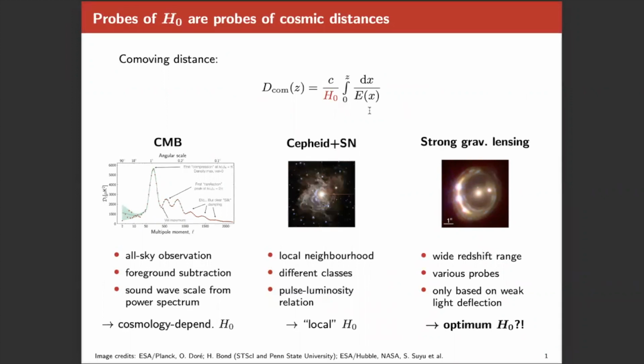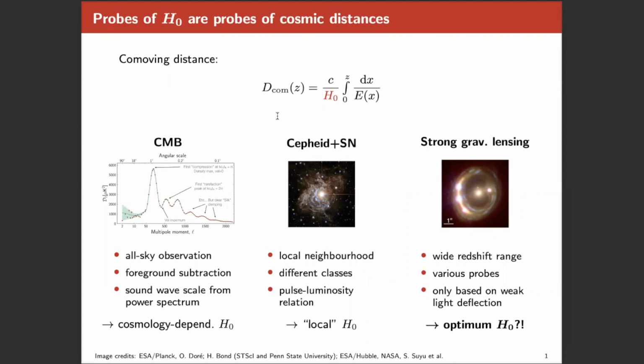Then, probes of H0 become probes of cosmic distances, because every cosmic distance, like the co-moving distance, can be split into a part proportional to H0 here and a part involving the expansion function of the universe.